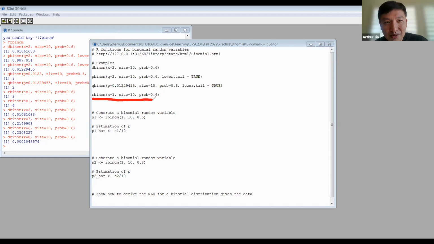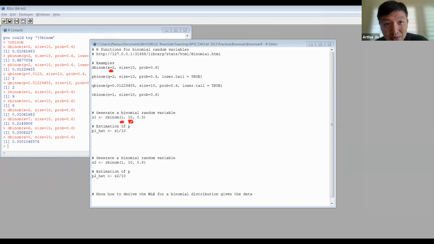This one is to generate a binomial random variable, if the probability equals 0.6. Just explore by yourself. For this one, look here. If this is a fair coin, p equals 0.5, and if we toss the coin 10 times, so here 1 is not the same with this one.